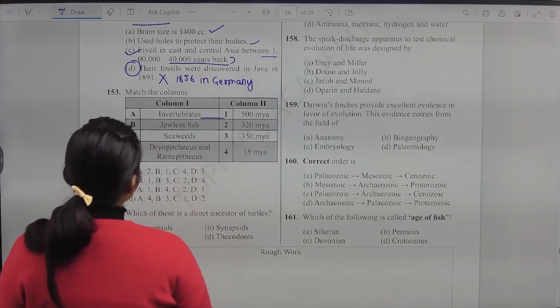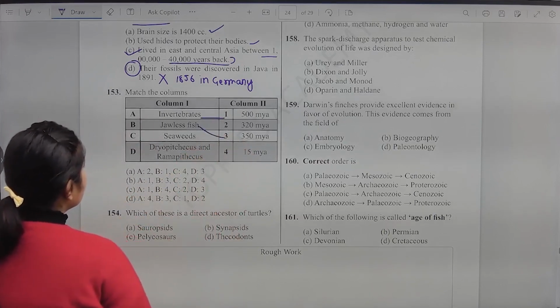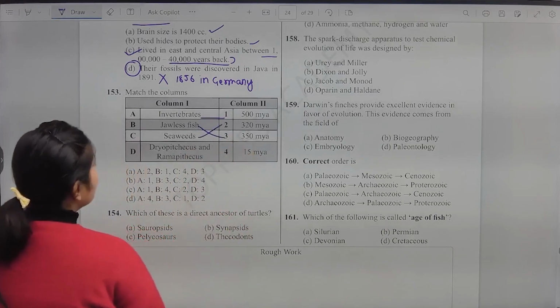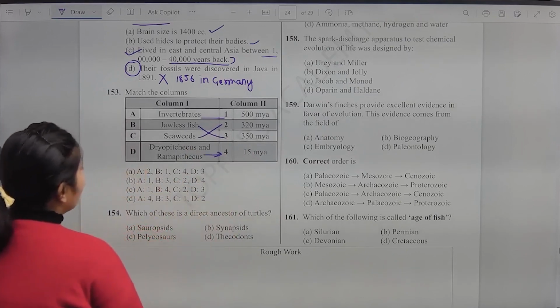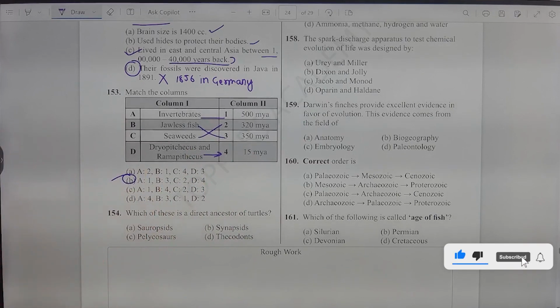Next you have jawless fishes, 350 million years ago. Seaweeds you have, which is around 320 million years ago, and Dryopithecus and Ramapithecus is 15 million years ago. Correct answer is your B. The correct option is your B.